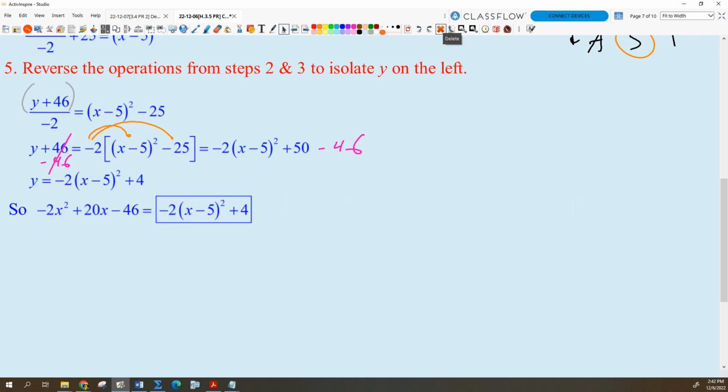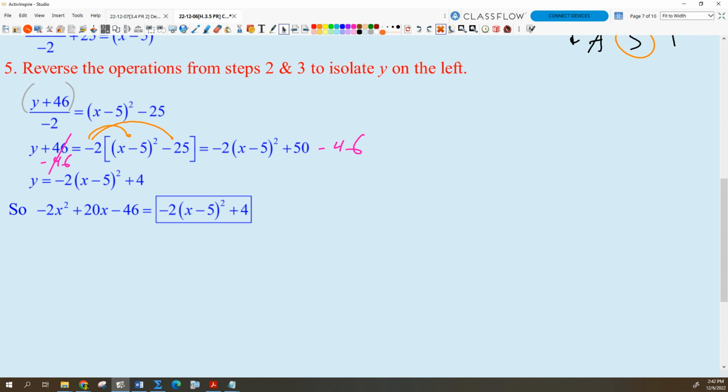So there's our answer then, right? So y, which was originally equal to all this stuff, is now equal to that stuff. So what did we end up doing? We just converted standard form to vertex form.